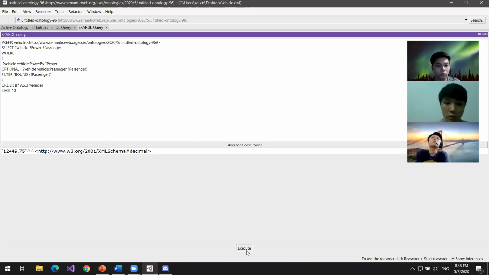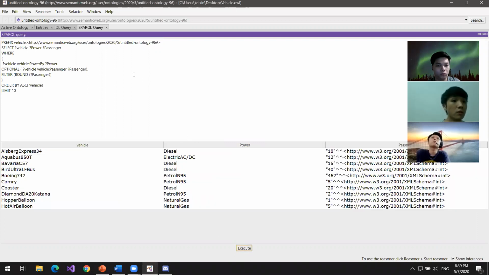And this query is selecting the vehicle, the power, and the passenger. We are using the filter bound to filter out the passenger, which means any vehicle that is used to fetch passengers will not show in the result.